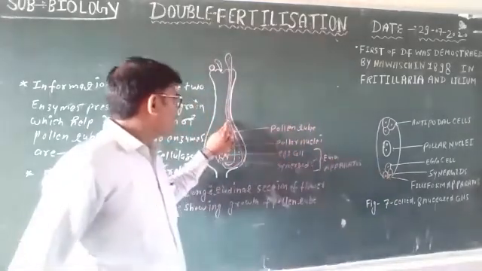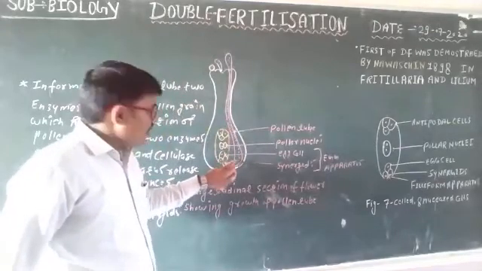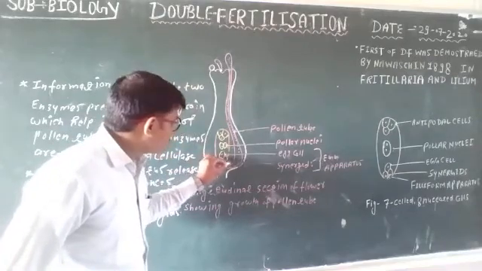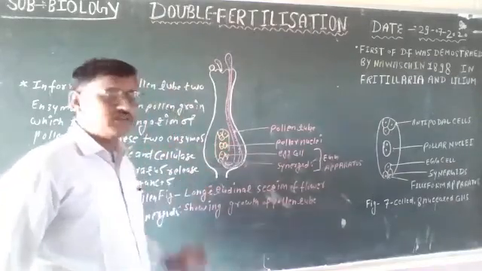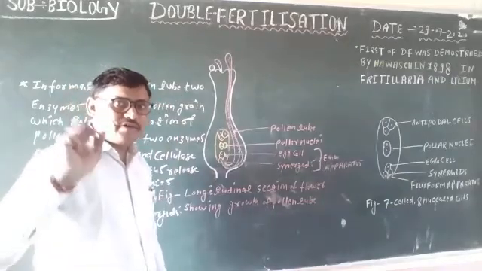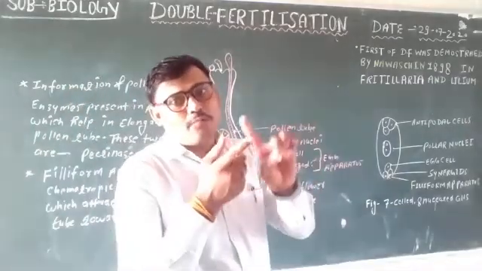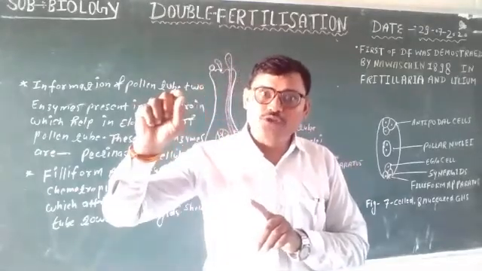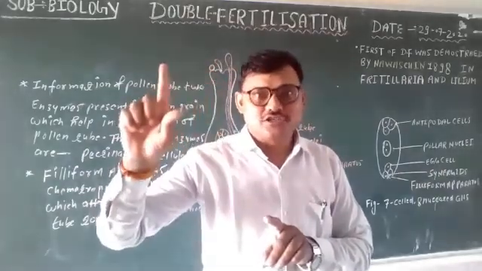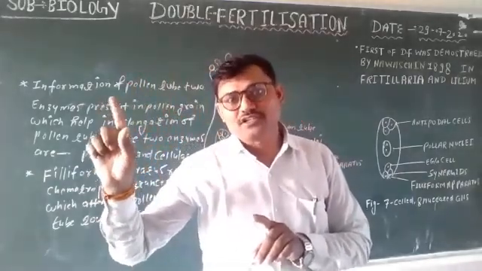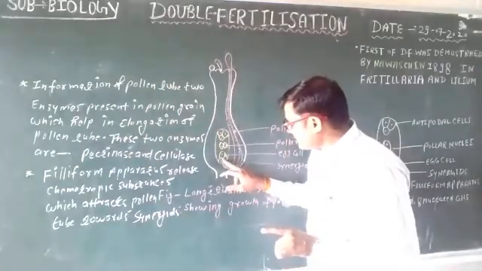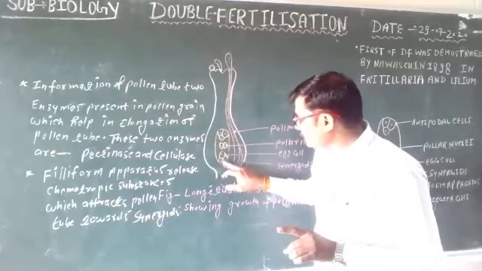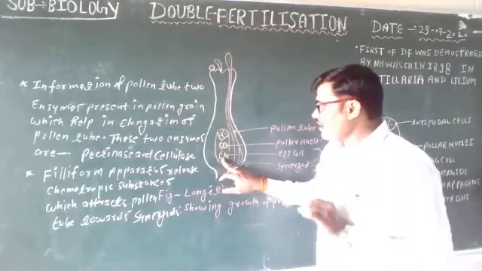Let's see the diagram. This is the pollen tube, and this filiform apparatus releases the chemical substances which attract the pollen tube toward the synergids. In the previous lecture, we discussed how the pollen tube enters inside the embryo sac. I taught you porogamy, chalcogamy, and one more, mesogamy. In the same way, here the filiform apparatus releases chemical substances which attract the pollen tube toward the synergids.